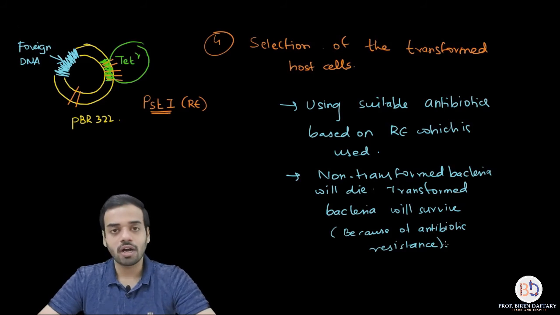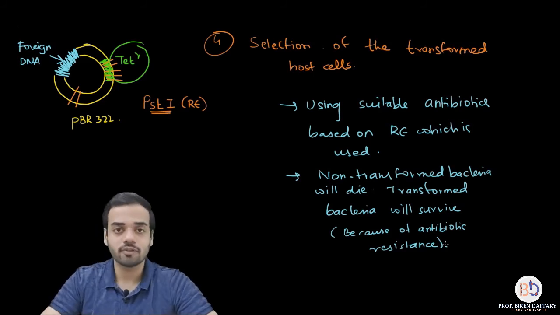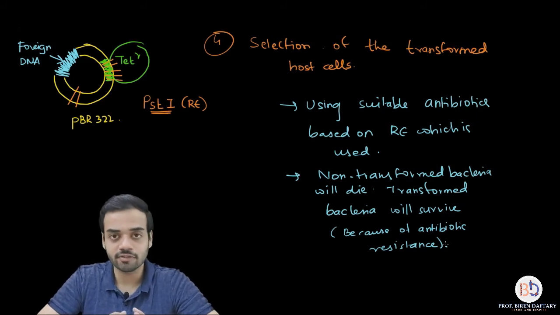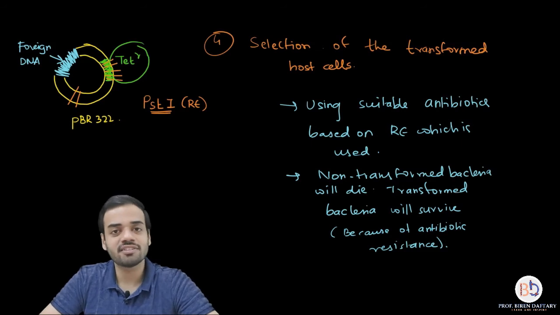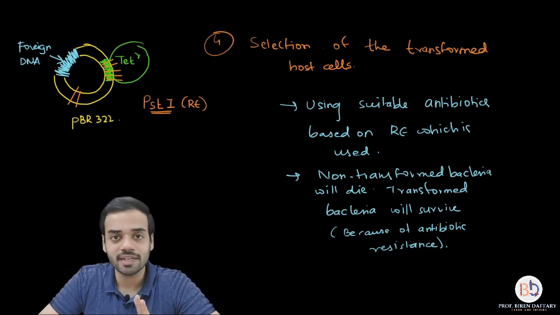So now after you pour tetracycline, all the non-transformed bacteria will die, you will be left with transformed bacteria. Now what is the next step? So you are having, suppose say 40 transformed bacteria as I told you.